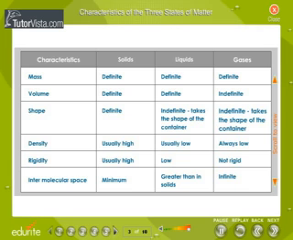Characteristics of the three states of matter. The table compares the characteristics of the three states of matter in detail.